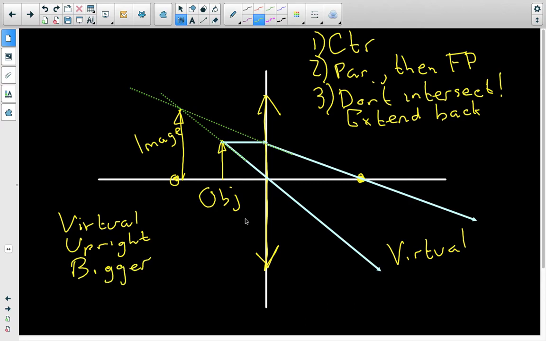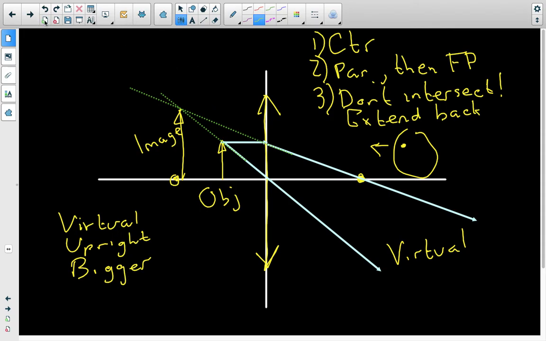So I can't hold a screen up here on the other side of the magnifying glass and have it stick up. What's happening is, okay, if I've got a magnifying glass, there's a person over here with their eyeballs looking that way. And through the magnifying glass, they don't see the object, they see the image that appears bigger and appears a little bit farther away. I'll do some demo with this eventually. So that's a virtual upright bigger image.